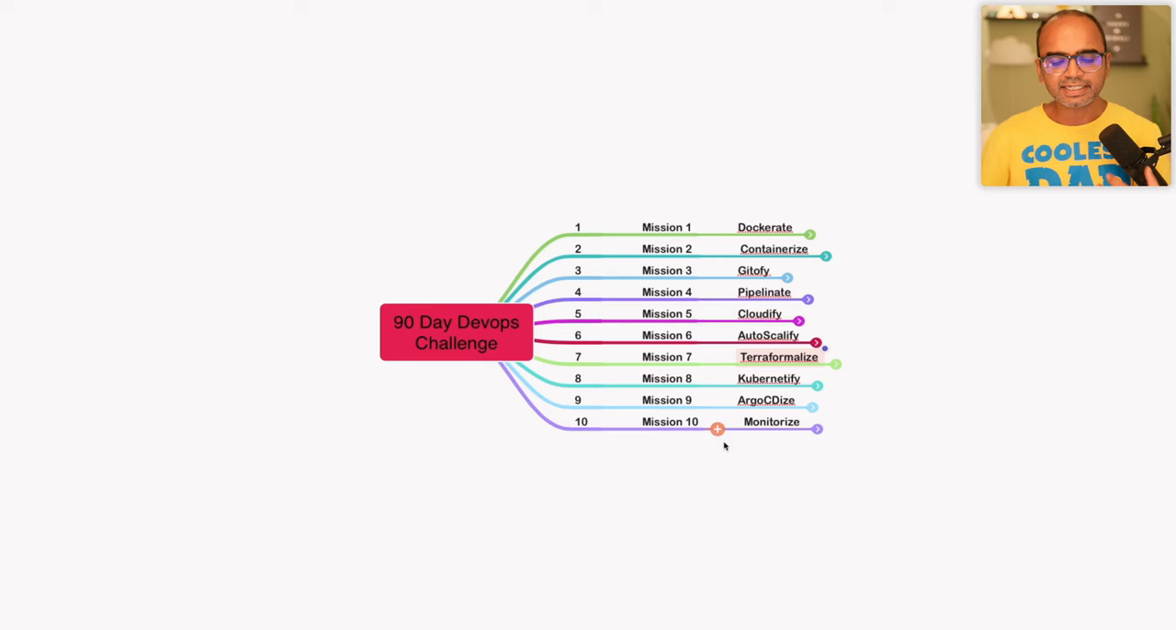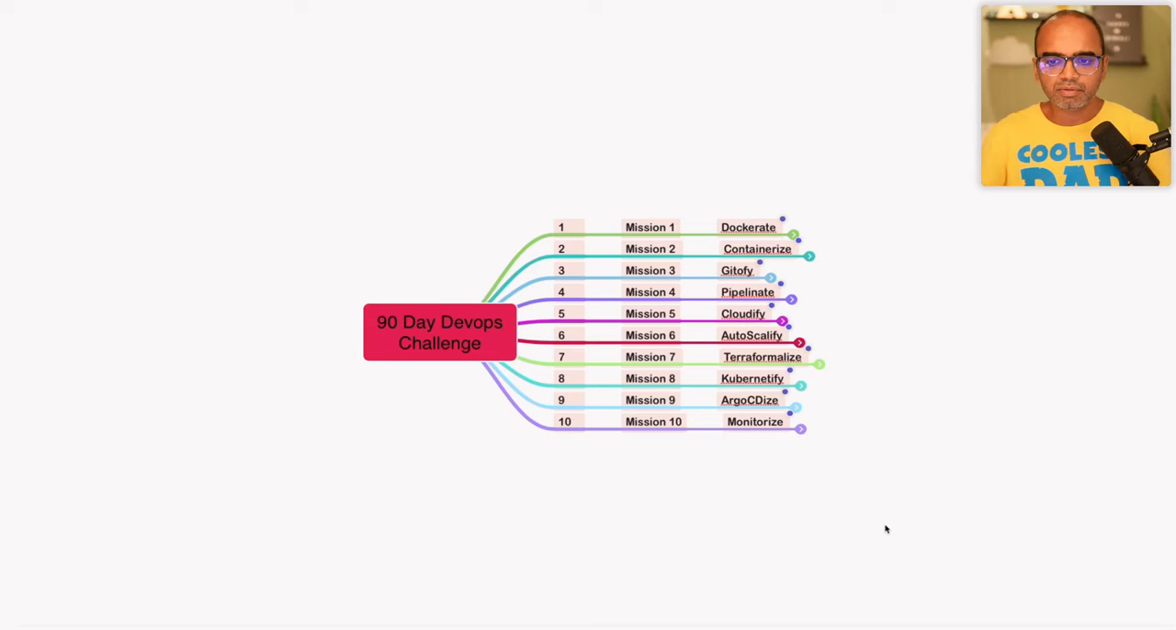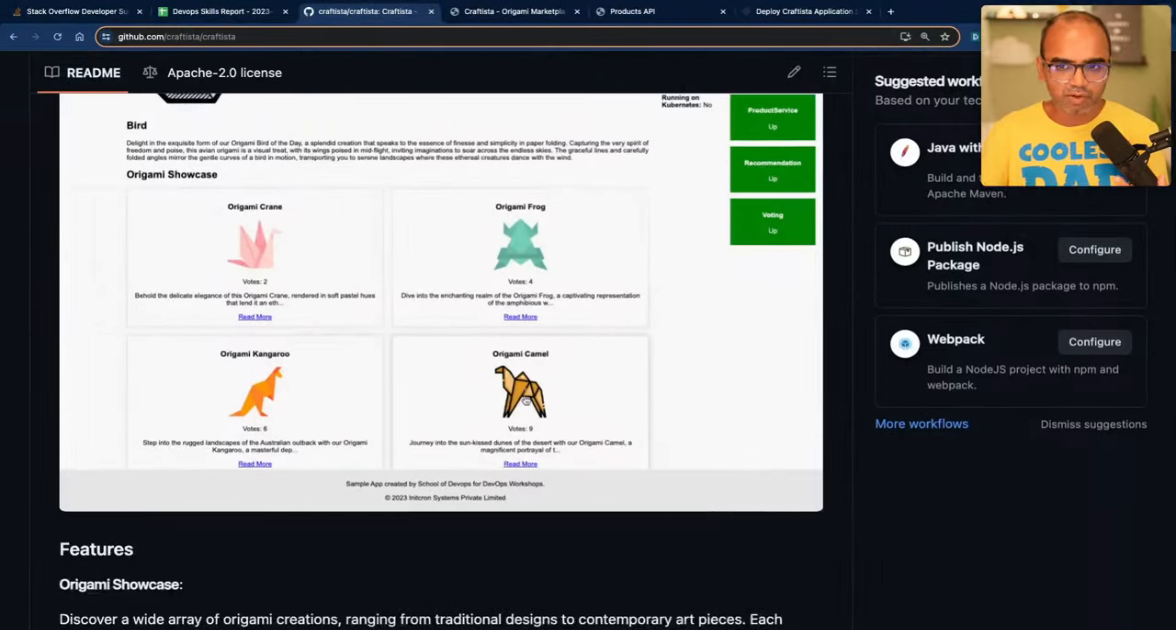And the last mission, mission 10 in the last week, will be where we set up monitoring with Prometheus, Grafana, and the family, right? So that monitoring stack is what we will deploy. So this should cover most useful DevOps practices. And it's not just about talking about these practices as a concept, you will actually implement them with this use case. That is the whole idea.